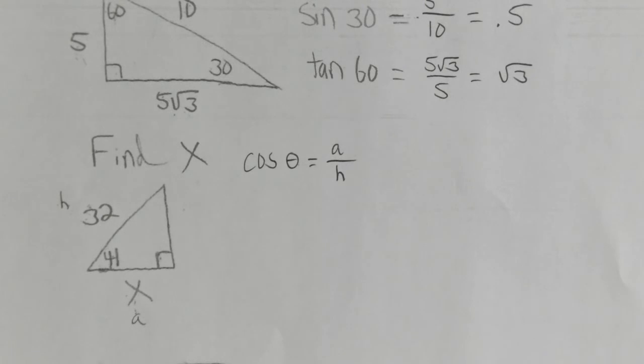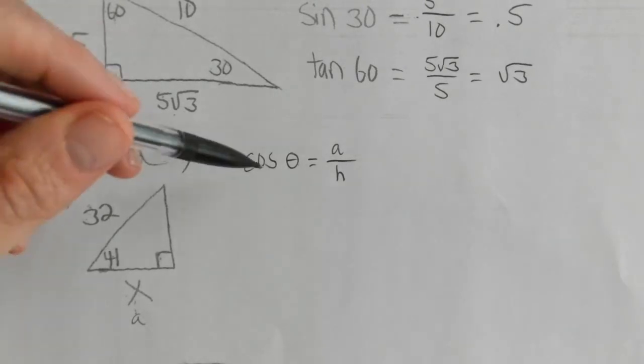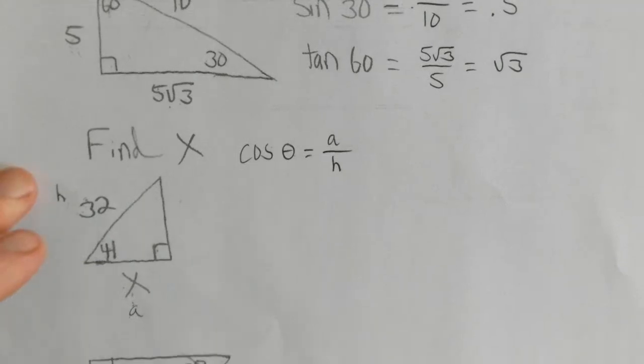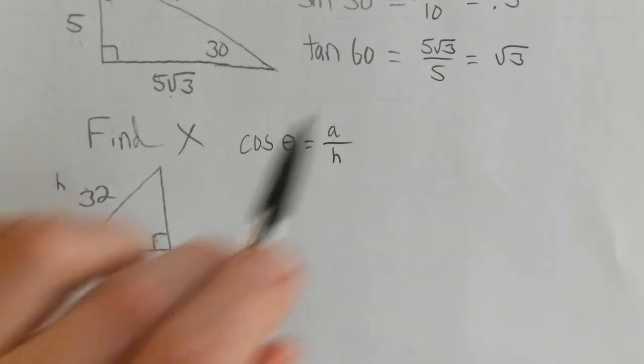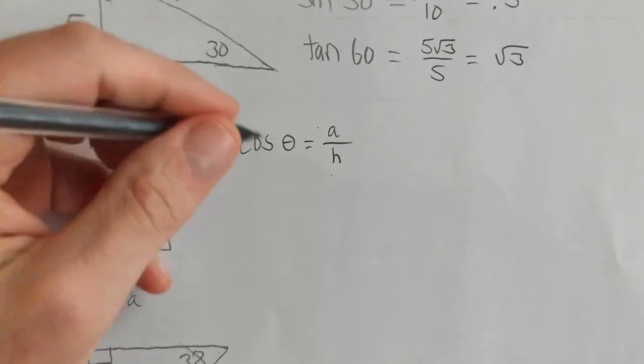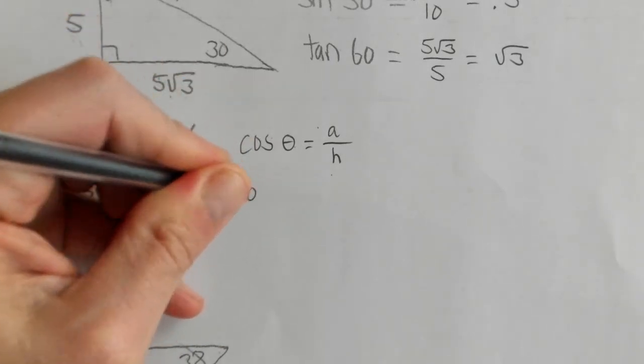And once again, why did we pick cosine out of all three of them? Because I have the adjacent and I have the hypotenuse, right? And which one involves the adjacent and the hypotenuse? Cosine.